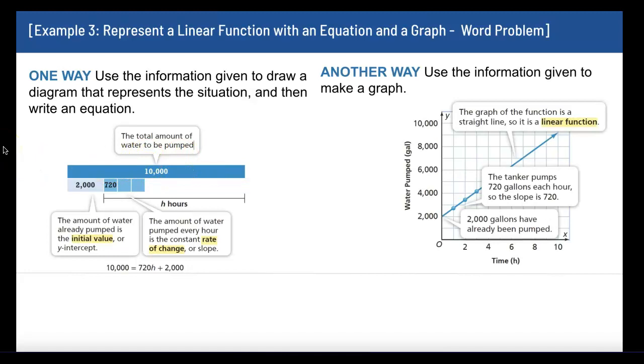Another way would be to represent this on a graph. We can use the information, and you can see again, 2,000 gallons have already been pumped. This is our y-intercept, or our initial point. The tanker pumps 720 gallons each hour, so the slope is 720. So they go up 720 every time they go over. The graph of the function is a straight line, so it is linear. And you can extend this line all the way up to 10,000 to figure out how many hours it would take.